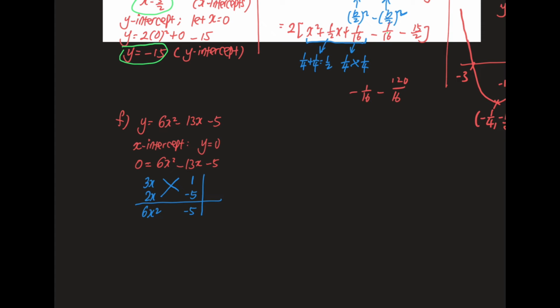So as you can see here, 2x times 1, we get 2x. And after that, 3x times minus 5, we get negative 15x. You add them up: 2x minus 15x, you get negative 13x.